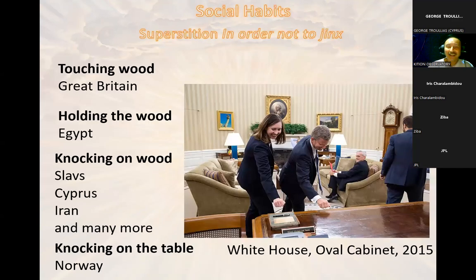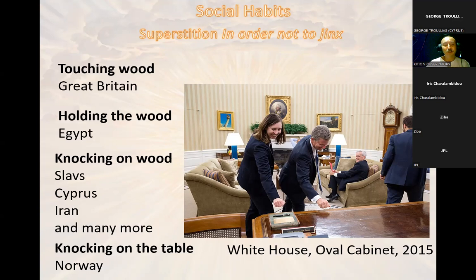Okay. And one more social habit, it's a superstition, in order not to jinx what people do. Touching wood, it is in Great Britain. Holding the wood, it is in Egypt. They have made amulets from wood and wear them constantly with them. Knocking on wood, it is everywhere: Slavs, Cyprus, Iran, and many, many more. So all over the world.